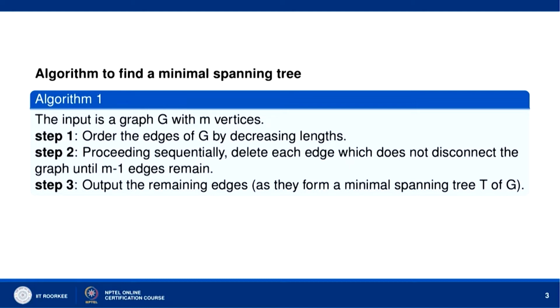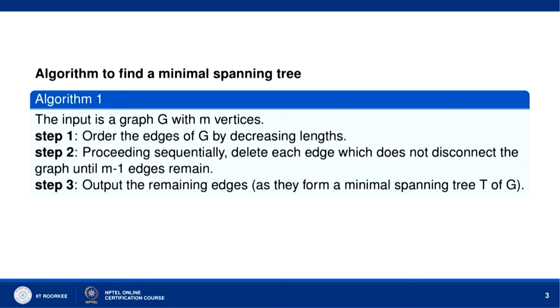This is because if a tree has n vertices, then it has n minus 1 edges. So, the minimal spanning tree will have m minus 1 edges, because the graph G has m vertices. The minimal spanning tree will also have m vertices and will therefore have m minus 1 edges. Now, step 3 is to output the remaining edges, as they form a minimal spanning tree T of G.